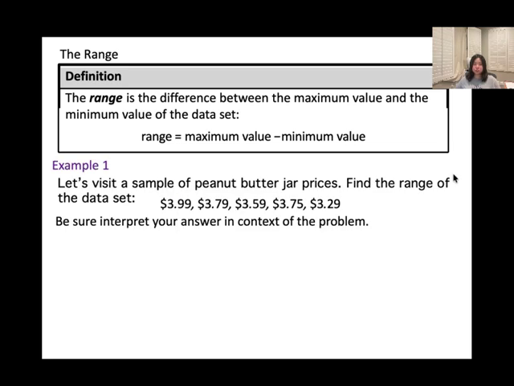Okay, let's try the first example. Let's visit the example of peanut butter jar prices. Find the range of the data set. We have the data here. I want you to try to use this formula to find the range. After that, I want you to interpret the answer in the context of the problem.